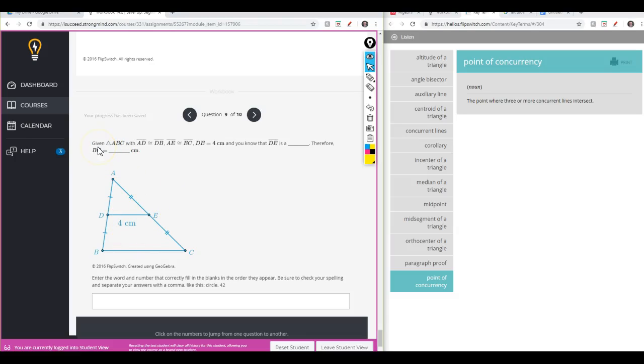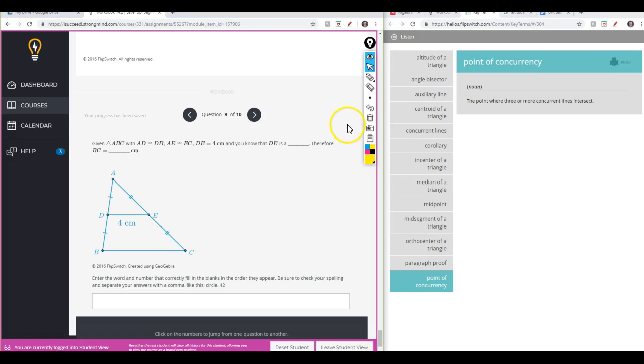Welcome to question 9. Given triangle ABC with segment AD congruent to segment BD, segment AE is congruent to segment EC, the distance of DE equals 4 centimeters. And you know that the segment DE is a blank, therefore the distance of BC equals blank. Enter the word and number that correctly fills in the blanks in the order they appear. Be sure to check your spelling and separate your answers with a comma like this. Circle 42.